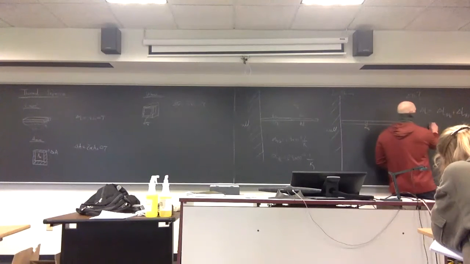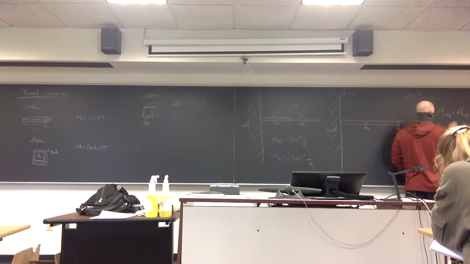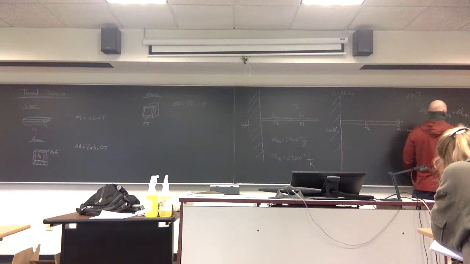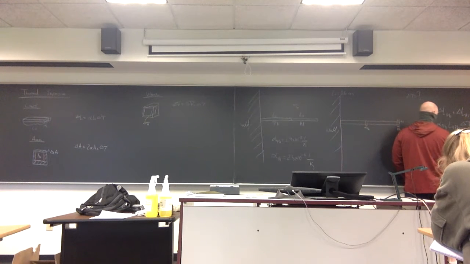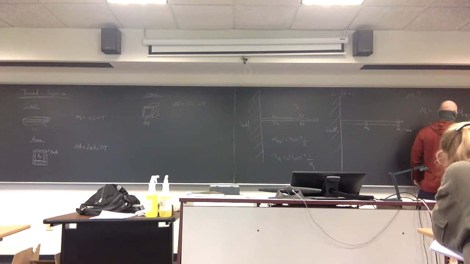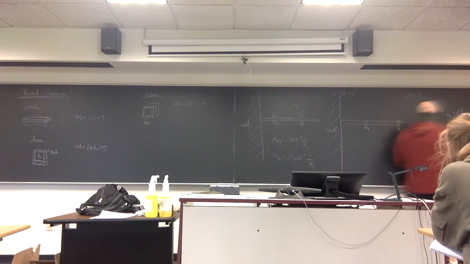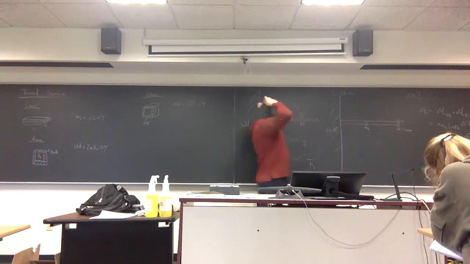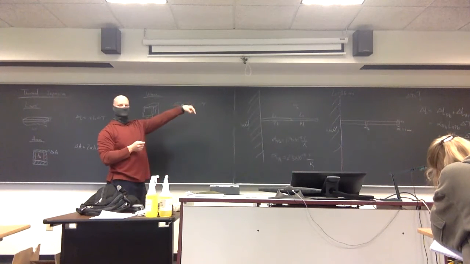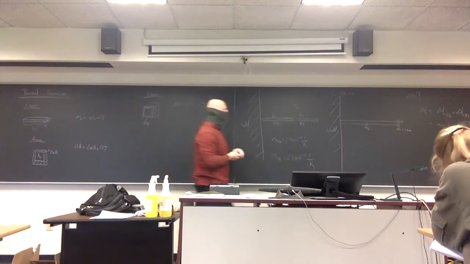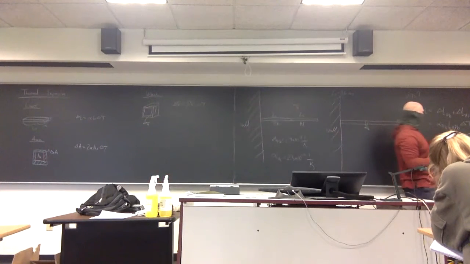So it's going to be equal to the coefficient of lead times the initial length of the lead times the change in temperature plus the coefficient of aluminum times the initial length of the aluminum times the change in temperature of the aluminum. In this case, we're told that the initial length of both the objects are exactly the same, which means that the initial length of the aluminum is equal to the initial length of the lead. So these two guys are the same.